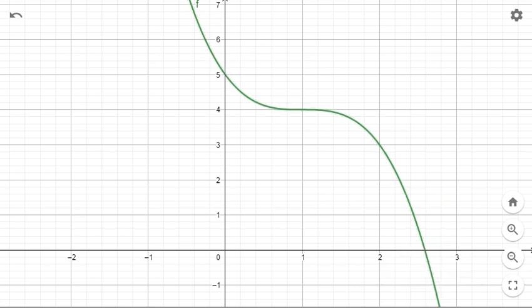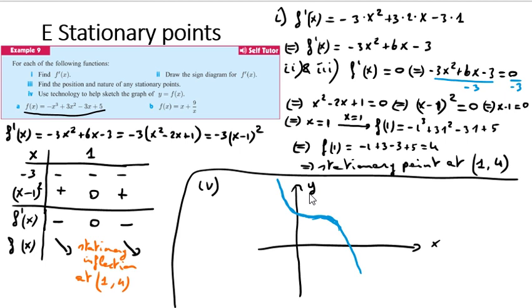So we just have to sketch this. When we sketch it, it will look like this. And here we have the inflection point. The x-coordinate is 1 and the y-coordinate is 4. And this is the point where the gradient of the tangent is equal to 0, because the tangent is like this. And we can see very clearly that the gradient is equal to 0.